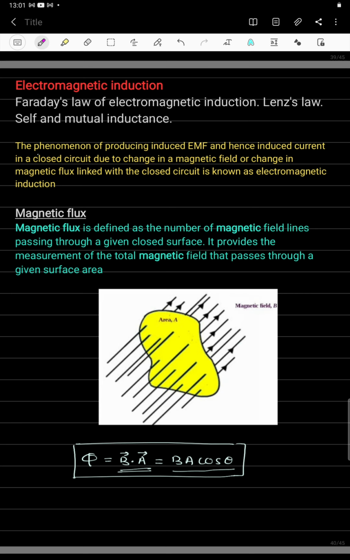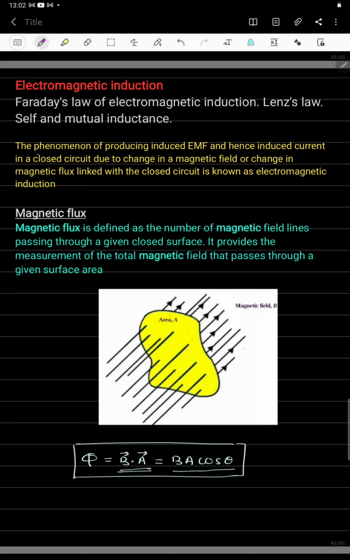Then what is magnetic flux? Magnetic flux is nothing but the number of magnetic field lines passing through a given closed surface. This is a closed surface having area A, and it provides the measurement of the total magnetic field that passes through the given surface area. We have taken the diagram of this closed surface, and through it a number of field lines are passing. This is nothing but the flux.